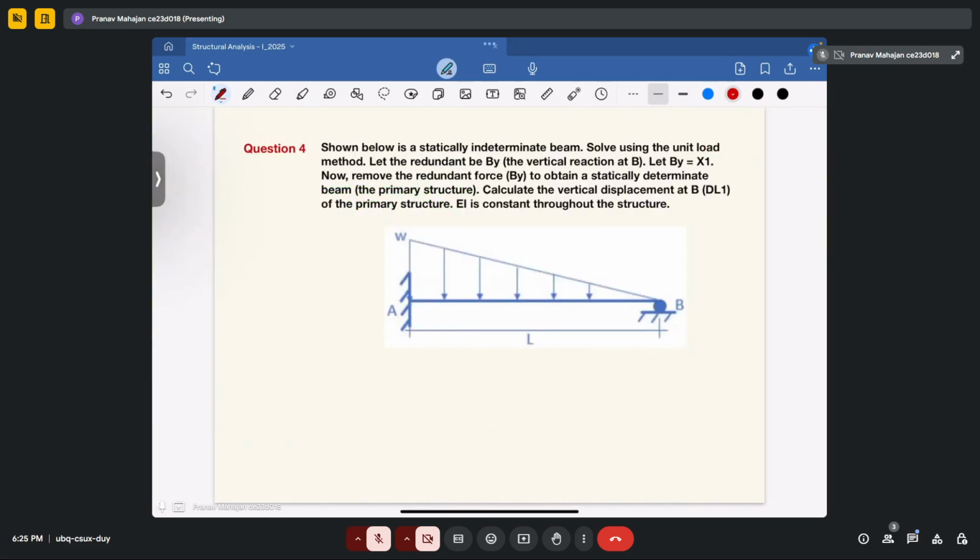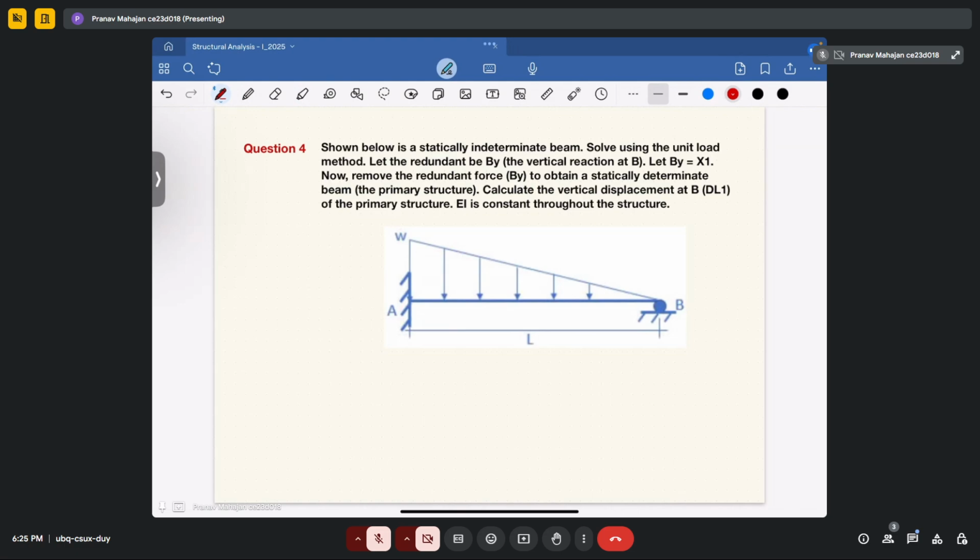Yeah. So now you have one uniformly varying load that is applied over a propped cantilever beam in which end A is a fixed support and end B has a prop support, or you can say a roller support. So let's read the question first. In the question it is mentioned that shown below is a statically indeterminate beam. Solve using the unit load method. Let the redundant be By. So here let By be equal to H1.